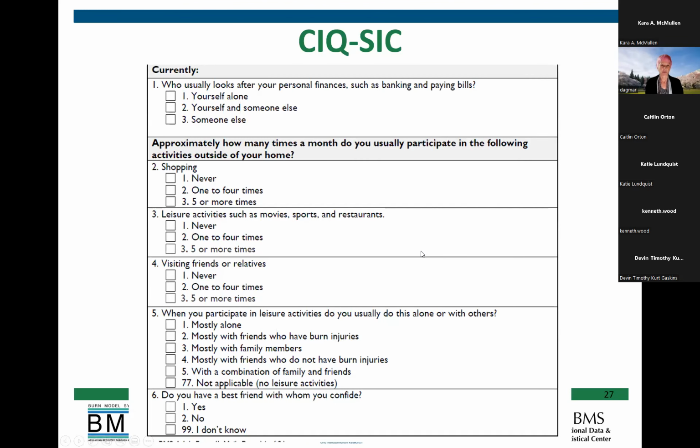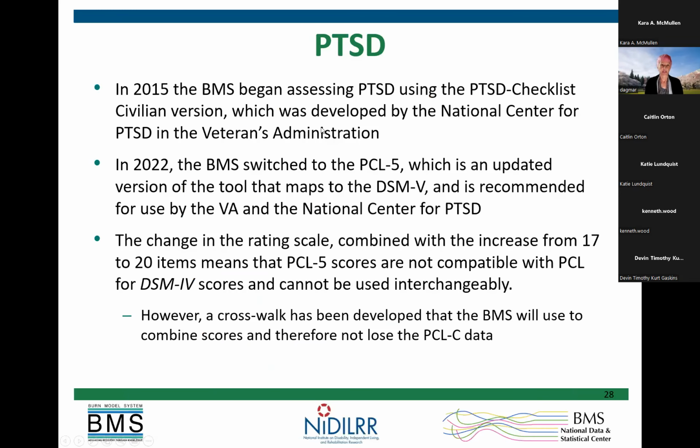Here is what the measure looks like. It's 6 items, fairly easy to respond to. Most items have different response options than the others. And this is going to be the last measure I will cover, and that measures post-traumatic stress disorder.